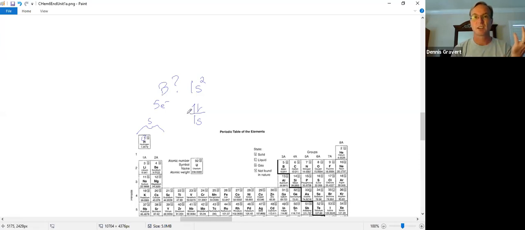So where's the third electron? It's configured the way lithium's third electron is configured. Lithium is found in the second row. Ooh, so now we're in the second shell.